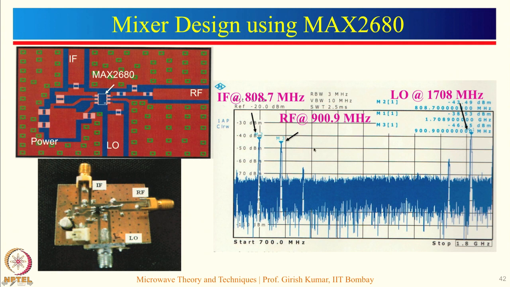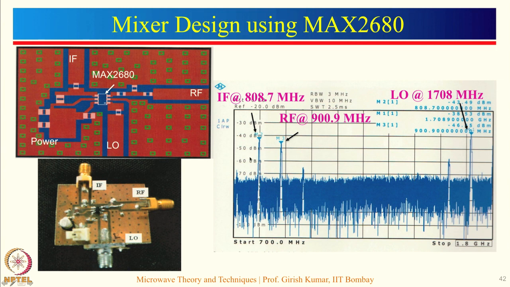The performance is like this. Here's a snapshot for a particular level and frequency of the signals. So you have an input signal LO at 1708 megahertz, you have an RF at 900.9 megahertz, and you get an IF output at 808.7 megahertz, which is the difference between these two signals. Now if you see, the level of IF is very close to that of RF, and the frequencies are also very close to each other.